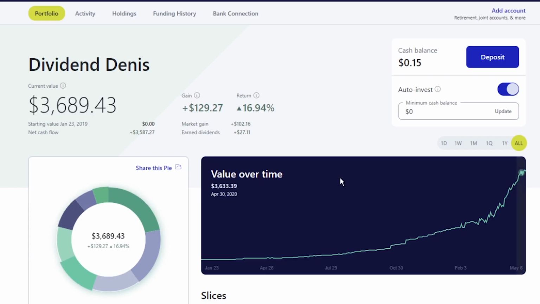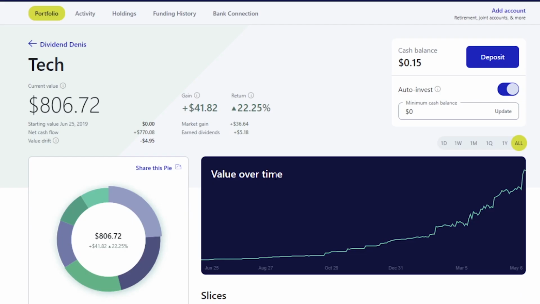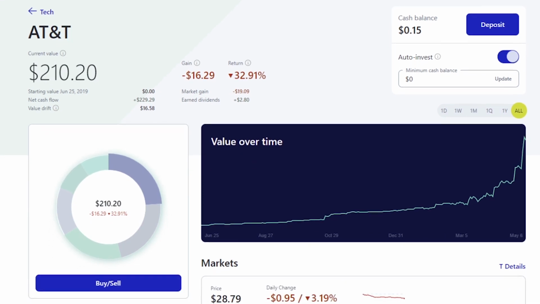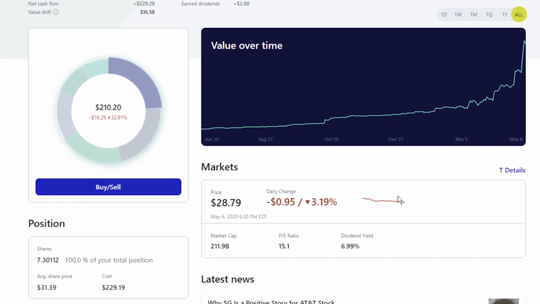So if we go into our tech, for example, we can look at AT&T here. This stock right over here is one that I own. Right now I have 7.30 shares in the company. You can see here my average share price is $31.39, and the current market price is $28.79. So effectively, if I buy into this company, I will actually lower my average share price. That means I'm essentially getting more value for every share that I'm buying. And of course, if they pay out those dividends, I'll be getting those too.